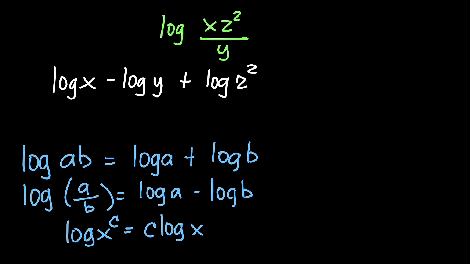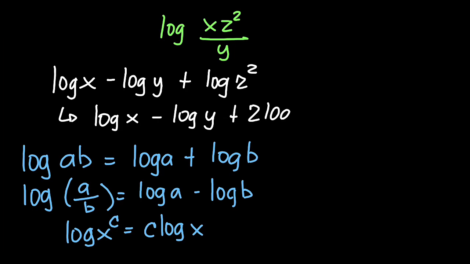And so, in order to have a final answer here, you must check whether they have an exponent right here. We have a 2 here as an exponent, so you can bring that down. And so, your final answer would be log of x minus log of y plus 2 log of z.